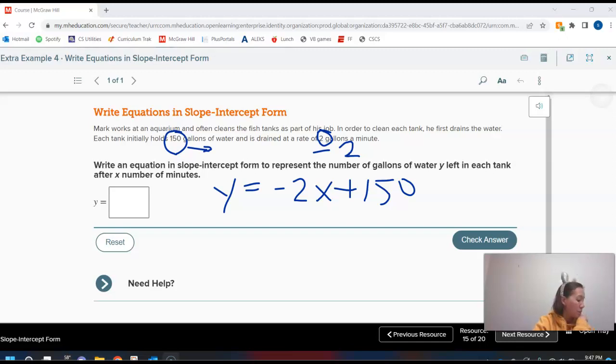So you guys pause and do the check problem at the bottom of page 230 and see if you can figure out what is the equation for that check problem at the bottom of page 230.